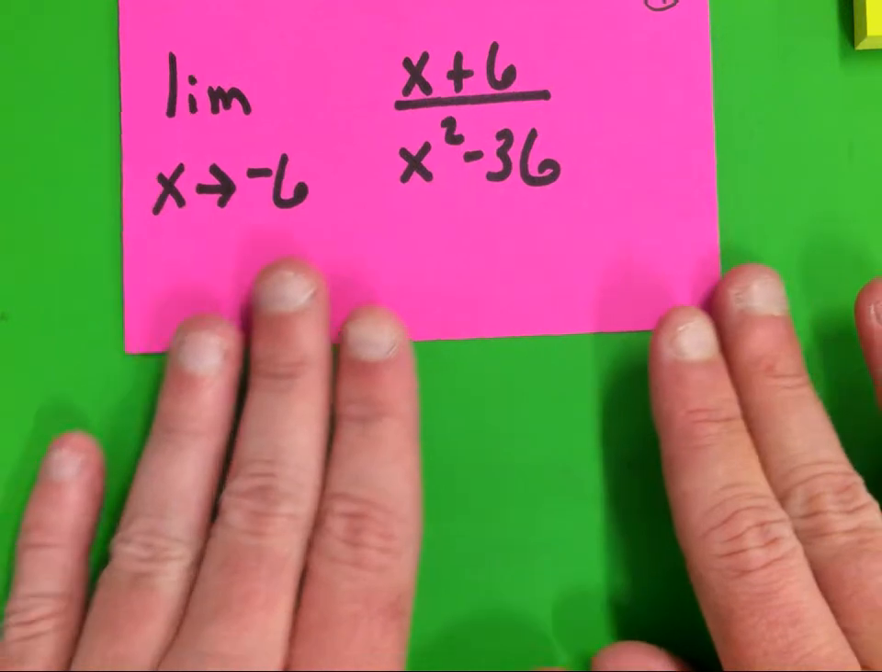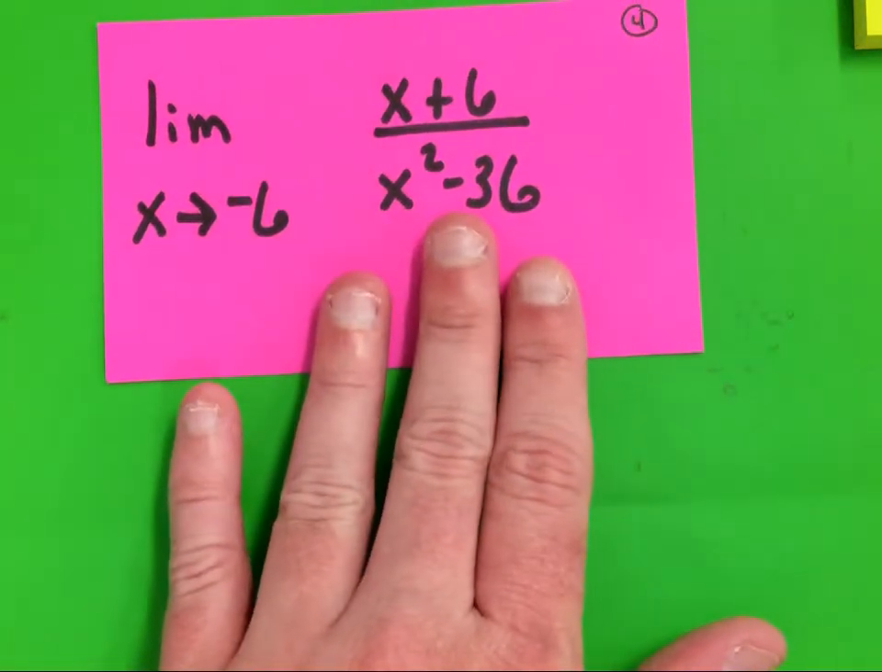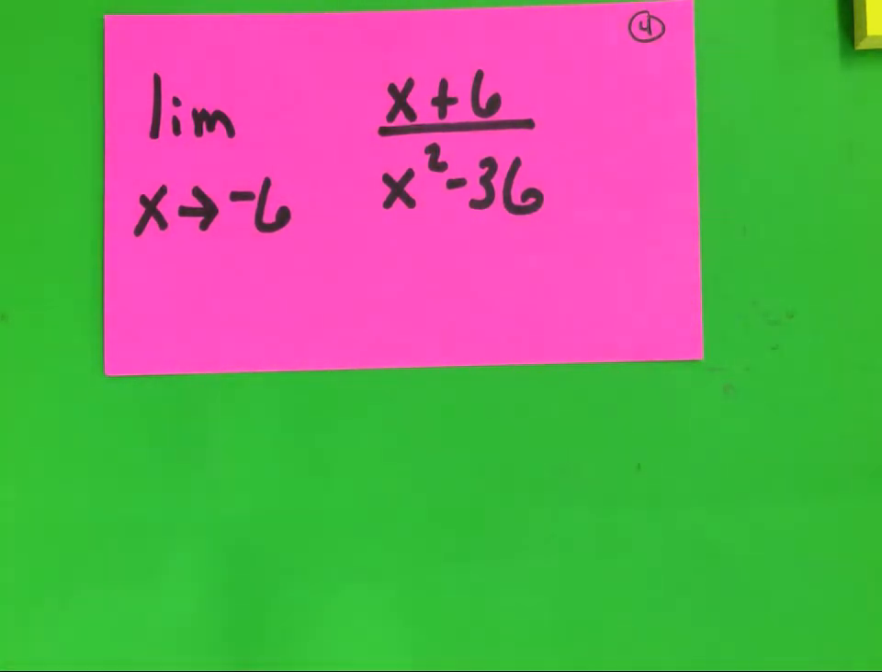All right, number 4 here. First thing I'm going to try is what? Direct substitution. Does it work? You can look at it. Does it work? No, you get 0 in the denominator. All right, so what's going to be your strategy? Factor down and see what you get.